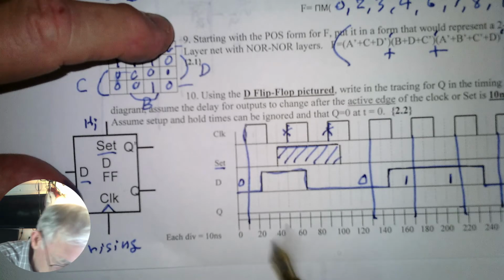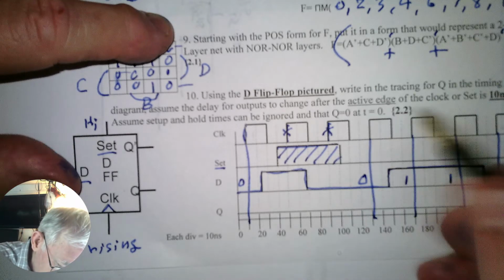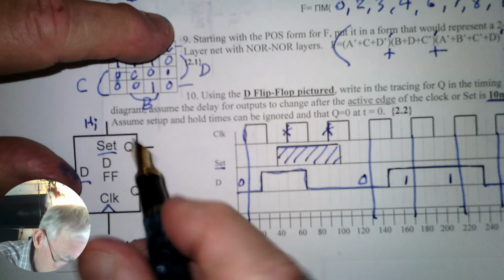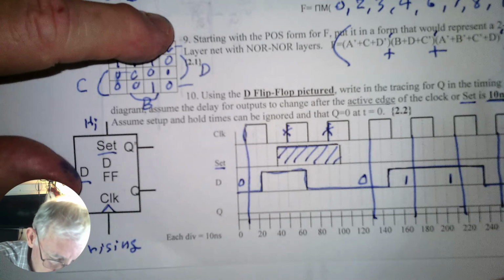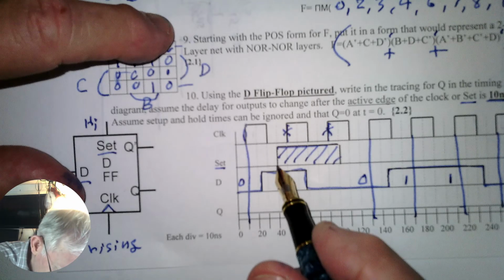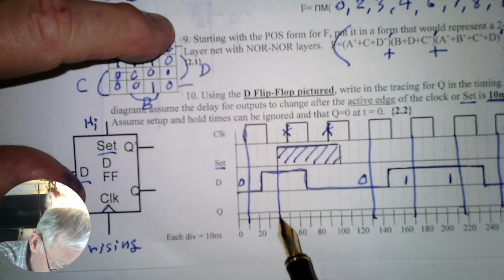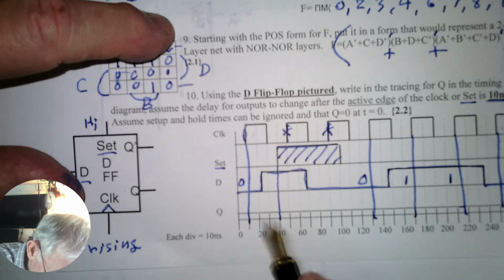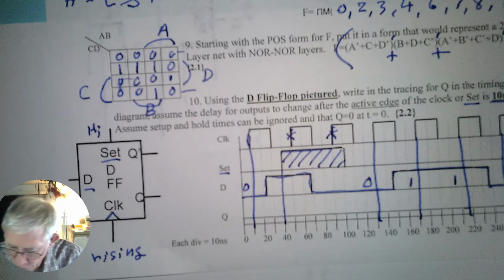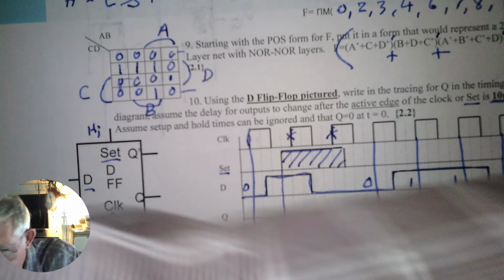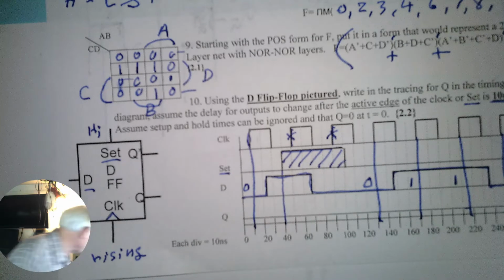All right? And we know that we're going to have a delay of 10 nanoseconds after the active edge of the clock or when the set's asserted. Well, the set's asserted here. So now we know we could have a change here. Let me use a slightly different color. Do I have a red one? Yeah, maybe.